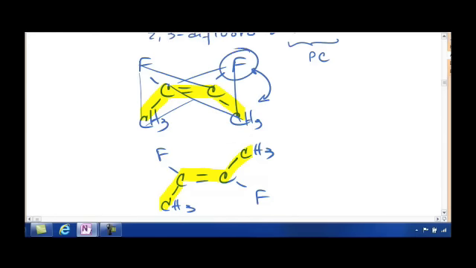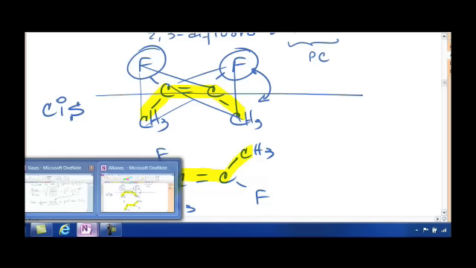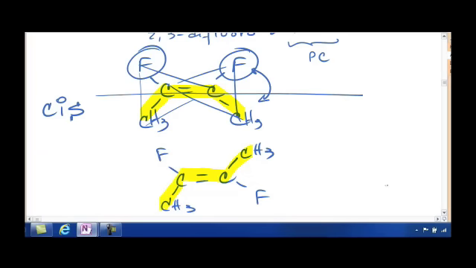If my F's are on the same side of the plane, this isomer receives a prefix of cis. Okay, so imagine a plane here, and both of the fluorines go on the same side of that. If one fluorine is above and the other fluorine is below the plane, what is that called? They're trans from each other, and they are different isomers.